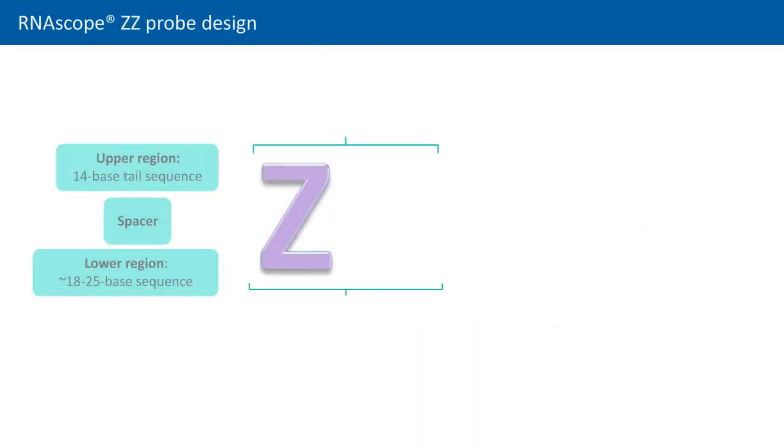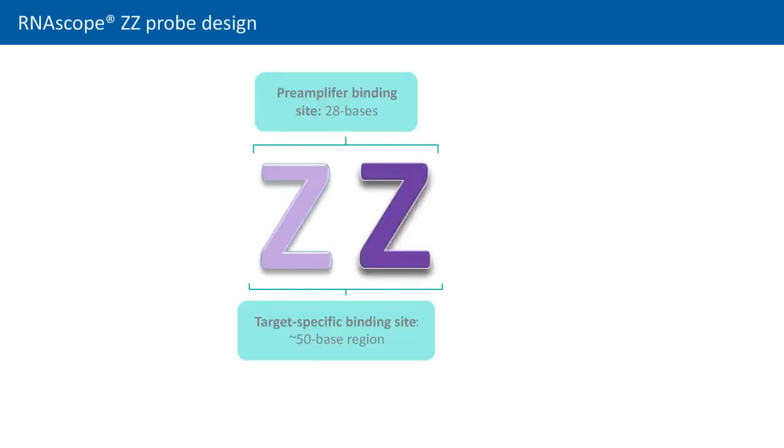The first key feature of the RNAscope technology is the probe design. We depict the oligonucleotide target-specific probe as these Zs to emphasize the fact that they have two regions linked by a spacer. The bottom of the Z complements and hybridizes to the target transcript, and the top of the Z is the base for the amplification structure. When two Zs hybridize in tandem to the target sequence, it creates a unique binding site upon which a pre-amplifier can bind and the amplification tree can build.